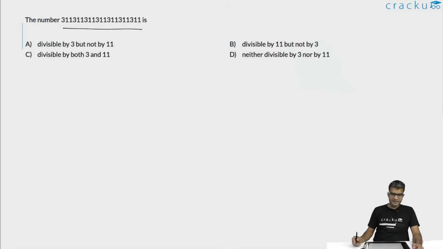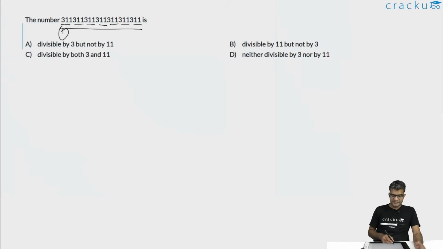Here we are given a number and we are asked to calculate if this number is divisible by 3 or by 11. If you are given a number, if the sum of the digits is divisible by 3, then that number is divisible by 3. What is the sum of this number? We have 311, 311, 311, 311, 311, 311 and 311. So 311 is repeating 7 times.